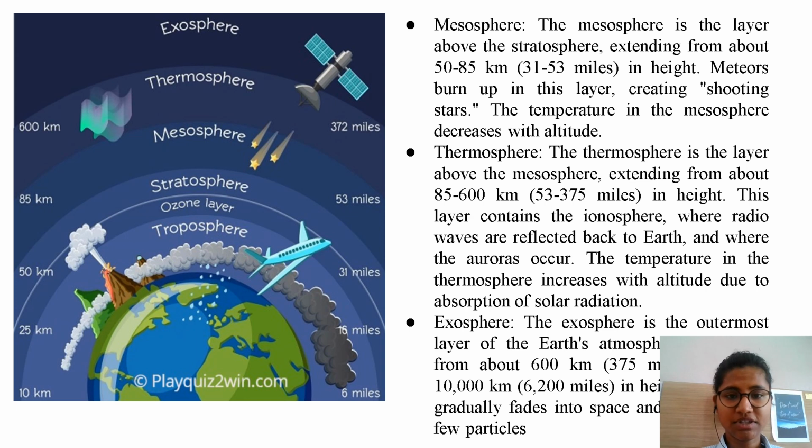The last layer of the Earth is the exosphere. The exosphere is the outermost layer of the Earth's atmosphere. It ranges from 600 kilometers, that is 375 miles, to 10,000 kilometers, that is 6,200 miles in height, gradually fading into space, and few particles are there.